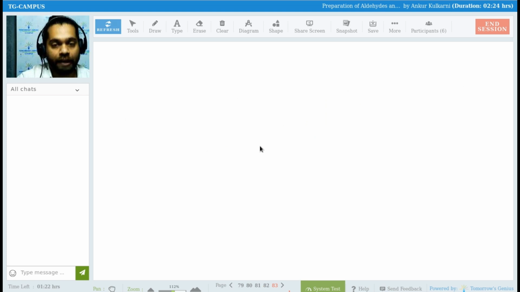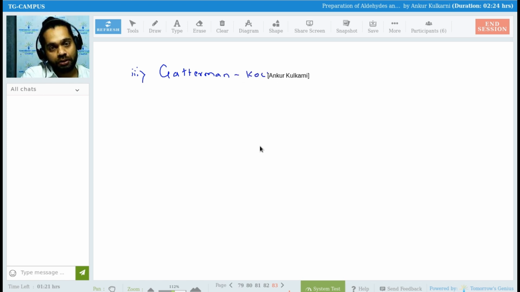Okay. Now give the heading and write down, very important: Gatterman Koch reaction. What we are doing, Kevin? We are still preparing aldehyde. Now the next preparation is using the Gatterman Koch reaction. Very easy, very simple. I'll tell you how it works.